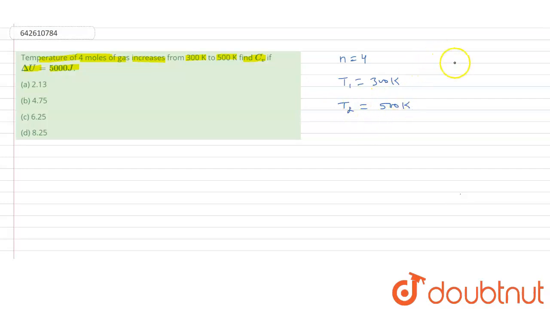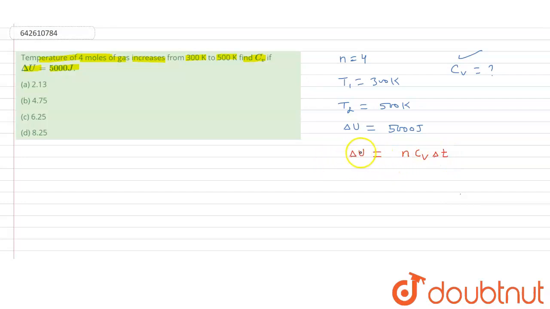So now we have to calculate CV, that means specific heat capacity at constant volume. For this we have given the value of delta U, the change in internal energy, which is equal to 5000 joule. As we know, there is a simple formula: delta U is equal to n CV delta T, where n is the number of moles, CV is specific heat capacity at constant volume, and delta T is the temperature difference.